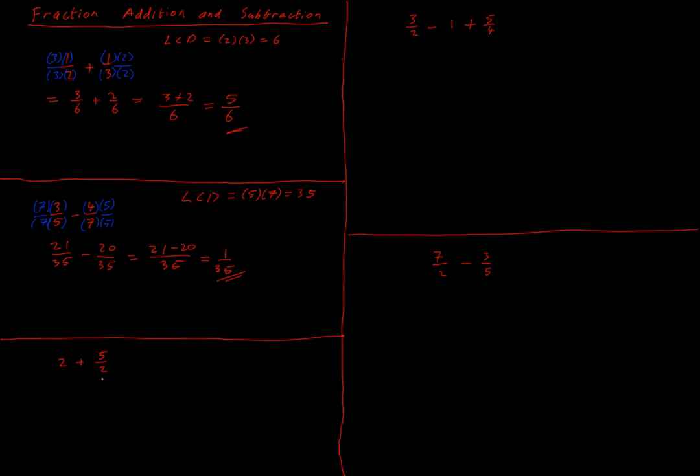Now, if I have a situation like this where I just have a whole number, all whole numbers are secretly over 1. So if they give us something where we just have a whole number like 2, we know, without having to be told, that it's secretly over 1. Its denominator is 1. So now I have lowest common denominator, exactly the same steps as before. What's the lowest common multiple of 1 and 2? It's again just going to be multiply the two of them together and you get 2.